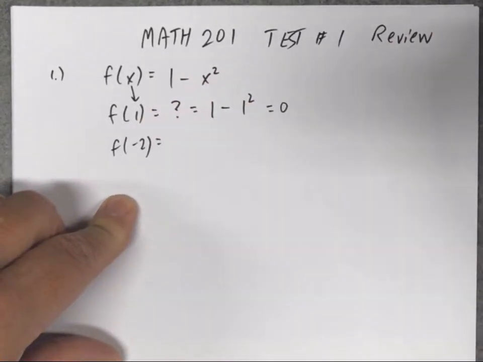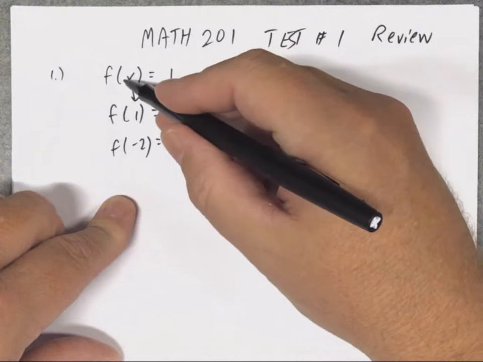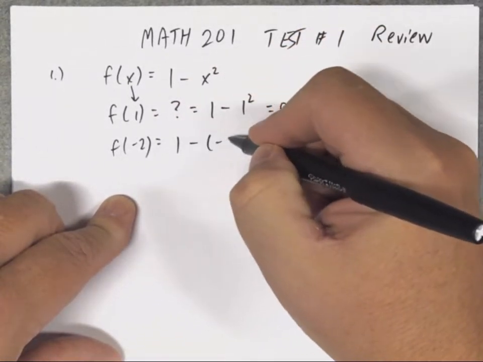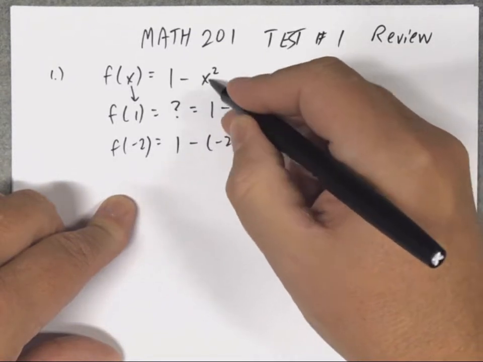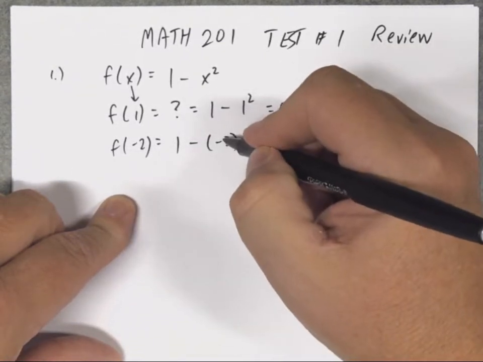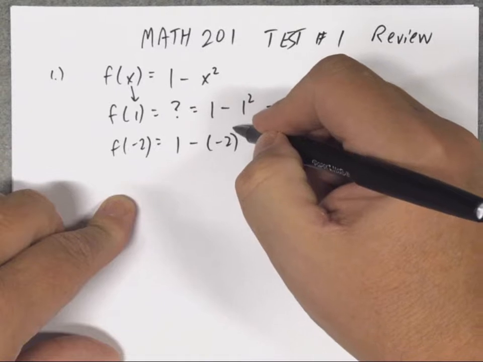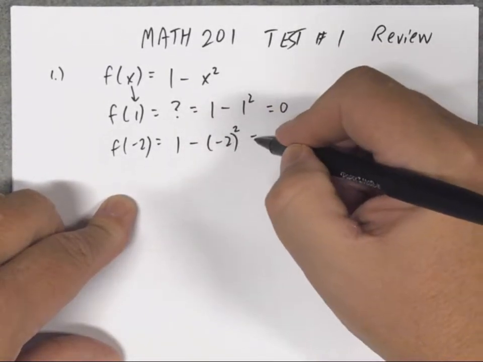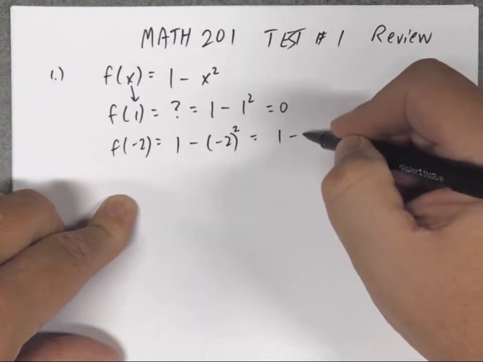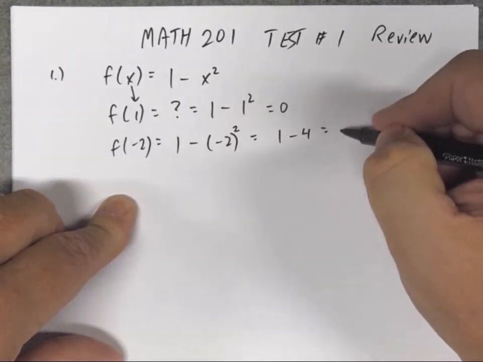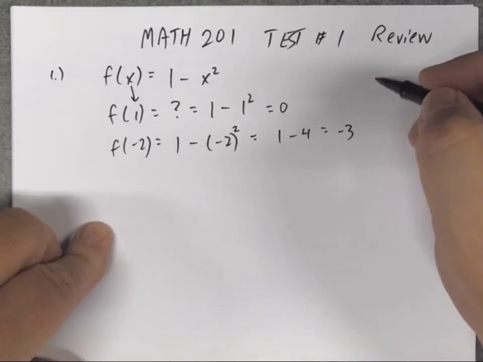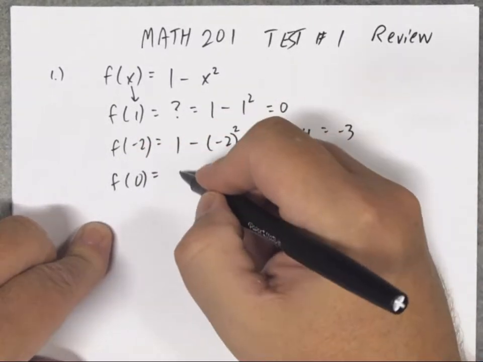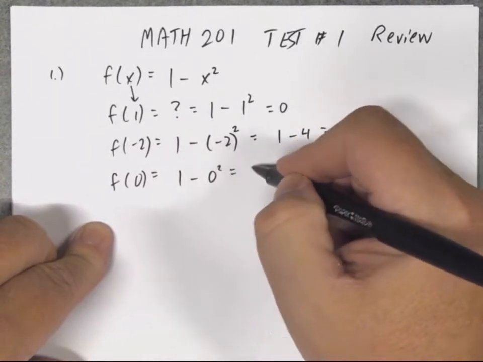The next one, f of negative 2, every place I have an x in my function, I put in a negative 2. 1 minus, now here be careful, because it's x squared, I put in a negative 2 for x, so I have to square this, so I put this in parentheses. So this is really 1 minus 4, which is negative 3, and then the rest of these, f of 0, 1 minus 0 squared, which is just 1.